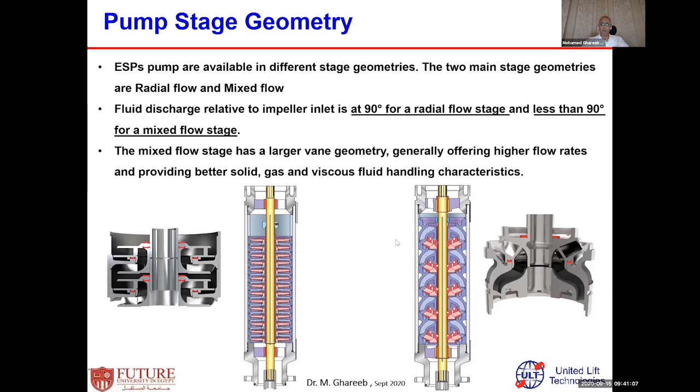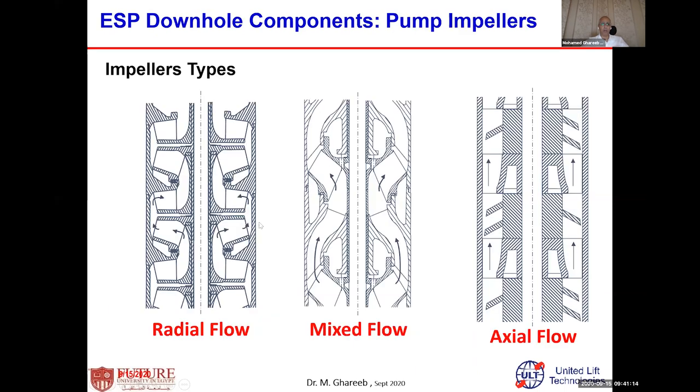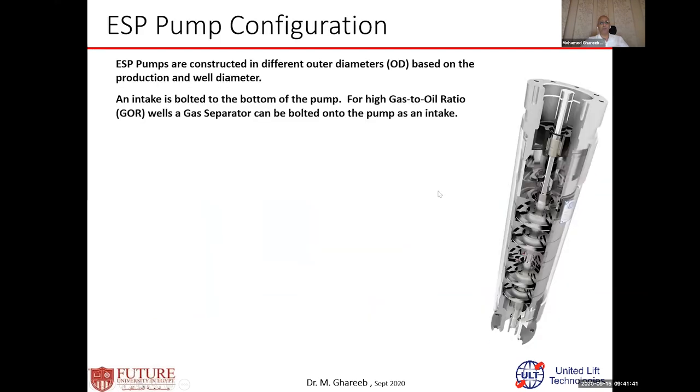Here is another cutaway showing the types of flow, radial flow and mixed flow. There is also something called axial flow, where the direction is parallel to the shaft. It's not commonly used, but it's on the market, depending on well conditions and manufacturing technology. You will find a lot of technology for the impeller diffuser stage, but the most commonly used are these two types, plus some others.